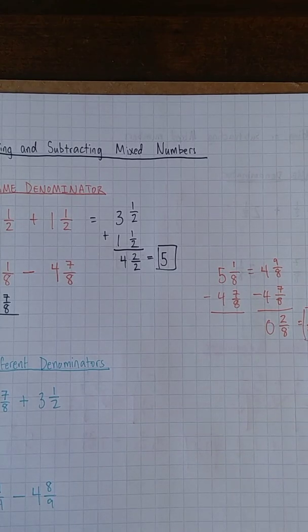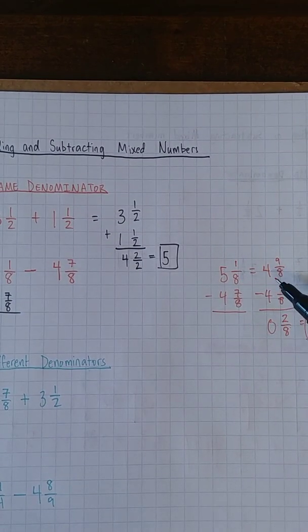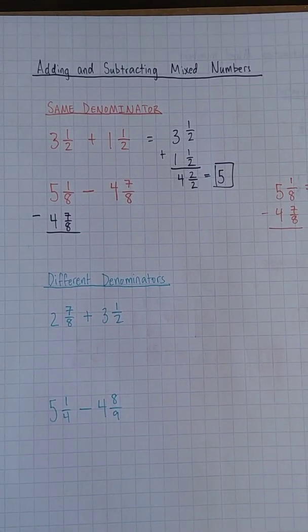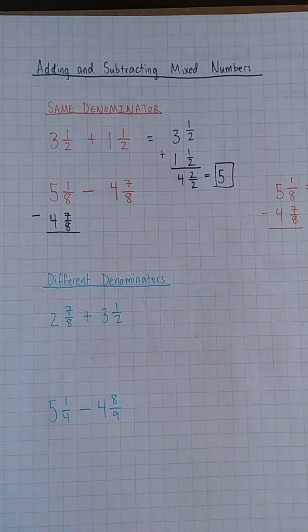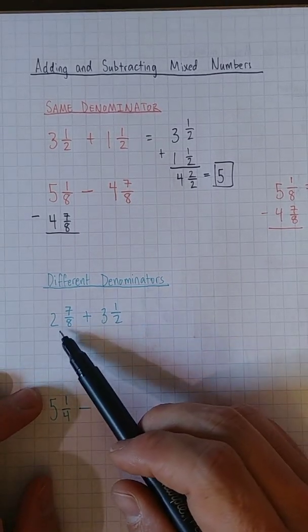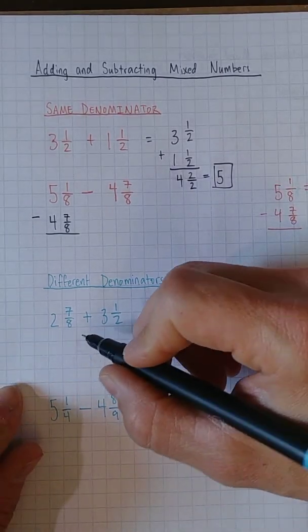So that's subtracting mixed numbers here. And in this case, I had to do this ungrouping step. Okay, and we're going to see that same step down here for a problem below. So let's take a look here at the next addition problem. This one is going to ask us to add these two fractions, 2 and 7/8 plus 3 and 1/2. But here we're going to need to find a common denominator.